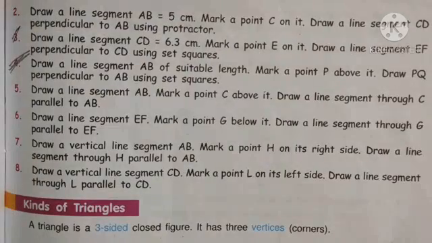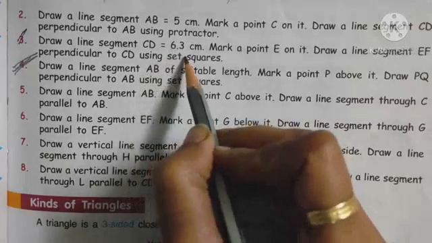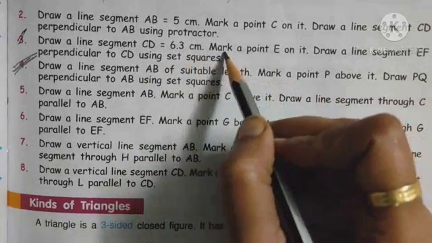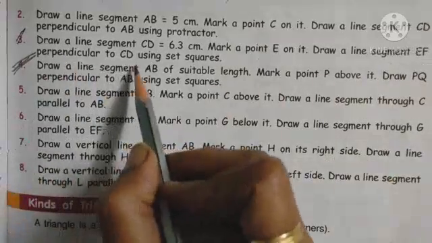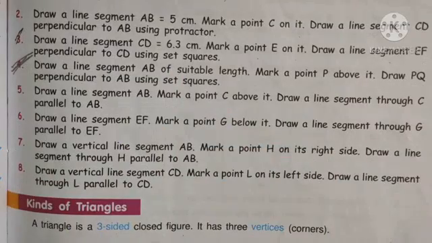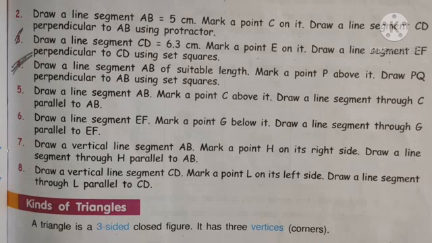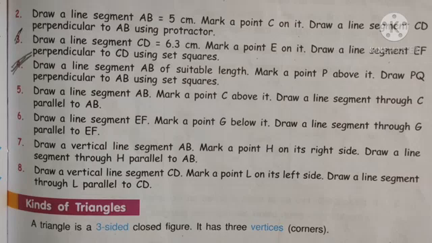Now here the third question. Draw a line segment CD equals to 6.3 centimeter. Mark a point E on it. Draw a line segment EF perpendicular to CD using set square. Here by using set square we have to show the perpendicular. We have to draw a line segment EF perpendicular to CD. So first let us understand about set square. What is set square? The use of a set square. Let us know about set square first.